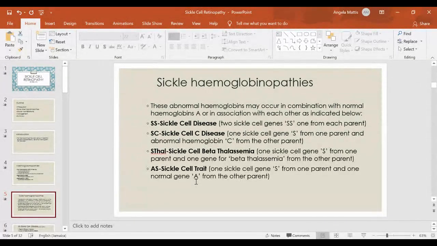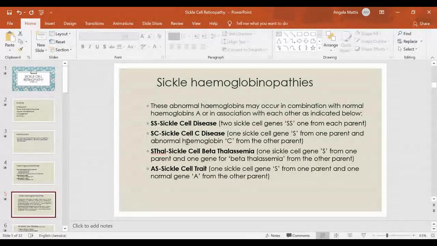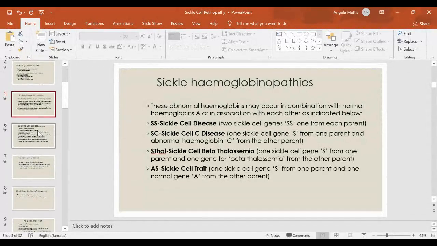Now, don't ask me about CC. I've never heard about it. So I suppose it is possible, but maybe it is so rare. So don't ask me about CC disease. We have SS and we have SC. And all of that is just refreshing your memories.